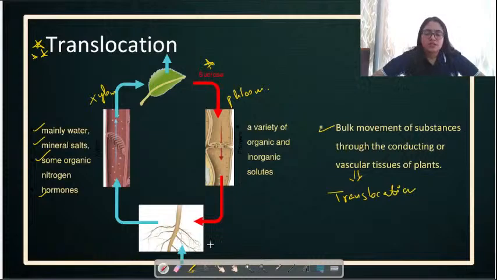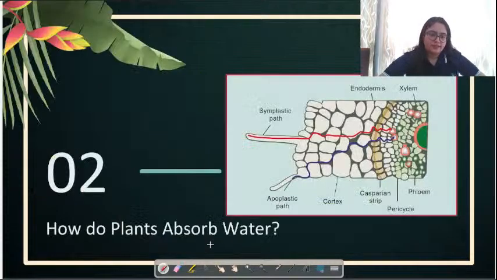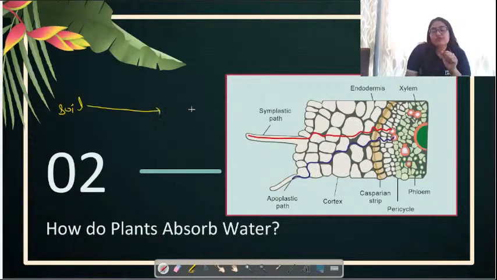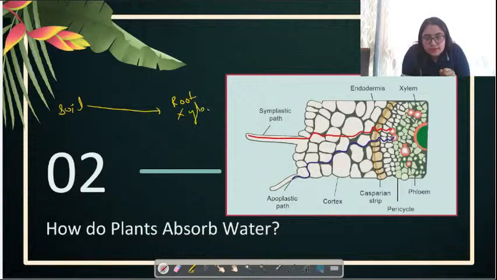Okay, so let us see what we need to understand next. So kids, till now what we have done is we took the overview of what exactly long distance transport means. Now let us understand how water will move from soil into the root xylem.